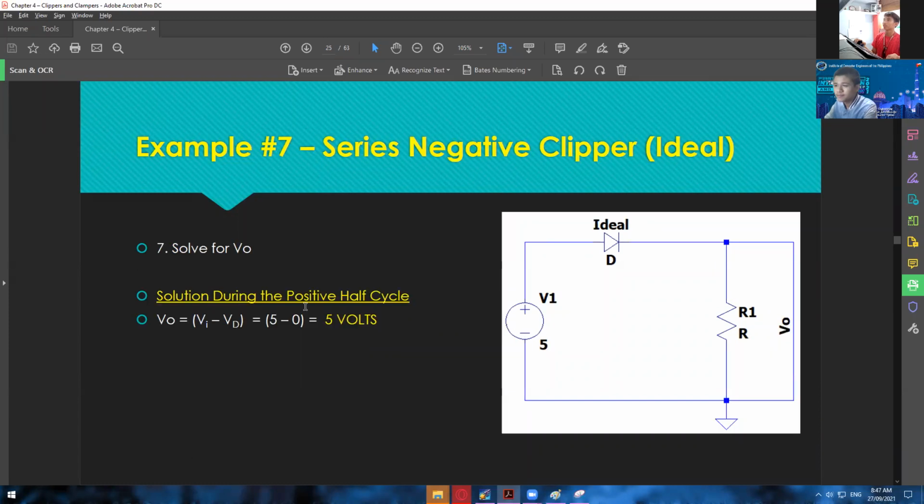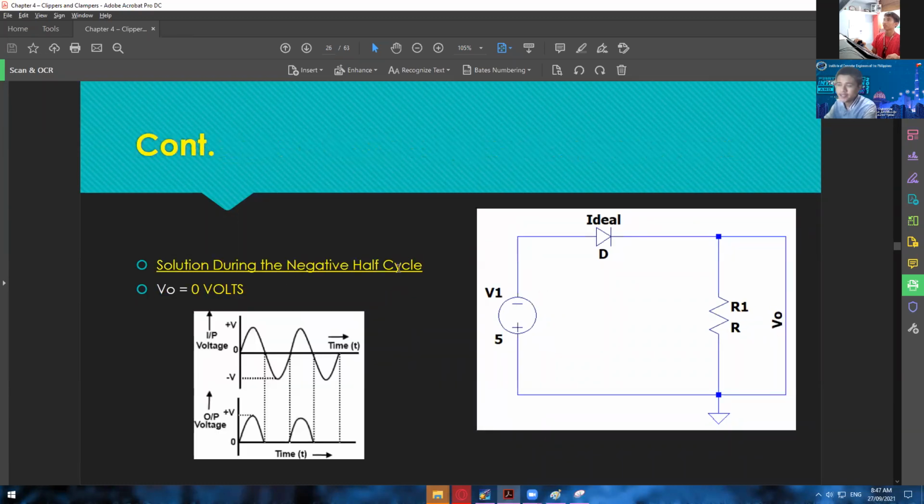And during the negative half cycle, again, just check the connectivities. We have negative to positive and then positive to negative. All throughout, this is a reverse bias. As a result, we don't have a flow of current in this circuit. That is why we have a 0 volts reading on this path, or in this voltage output right here. I hope we're clear with this one.